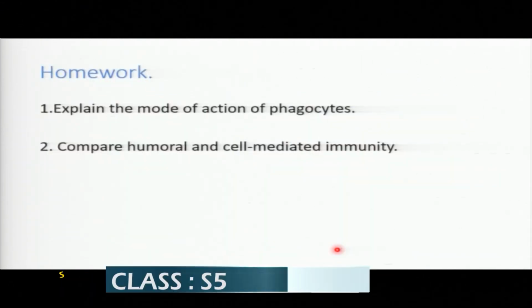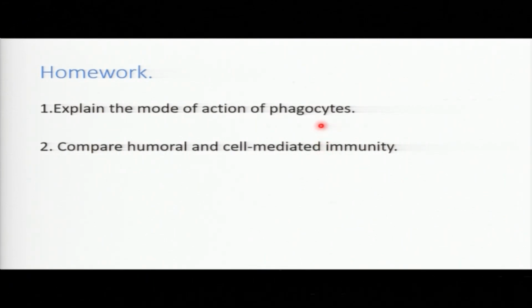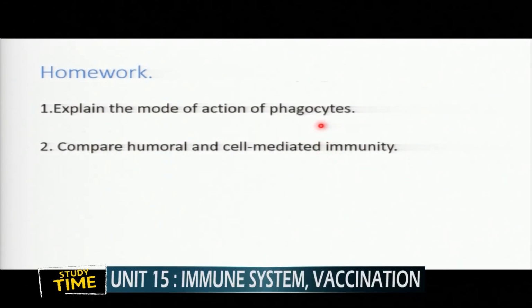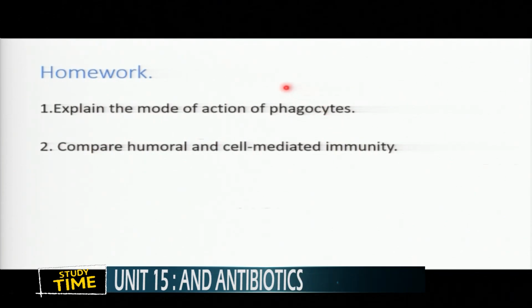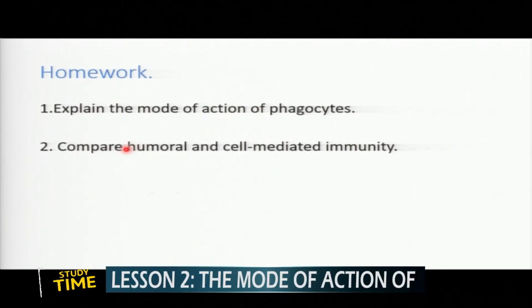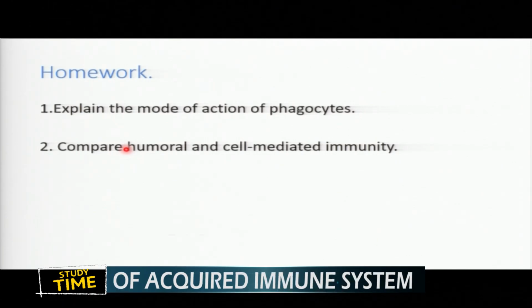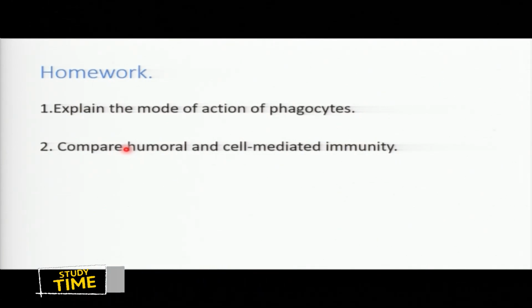So this is your homework today. First of all, describe the mode of action of phagocytes, through the explanation that you have read somewhere or in your notebook. Then compare humoral and cell-mediated immunity. You can even use a table.